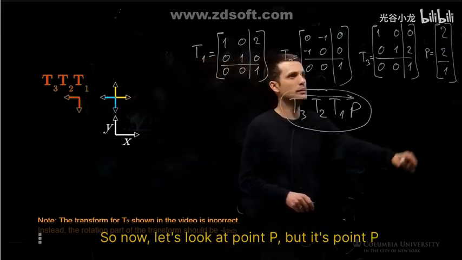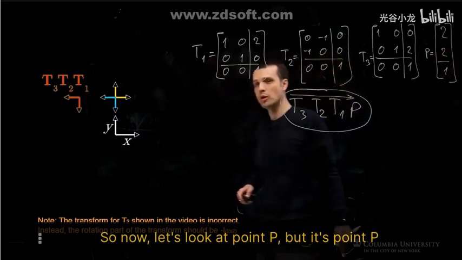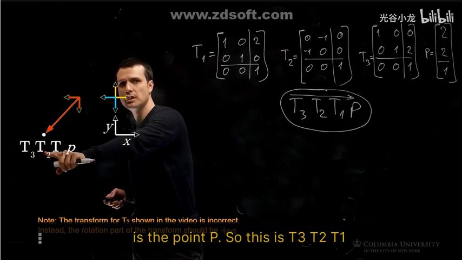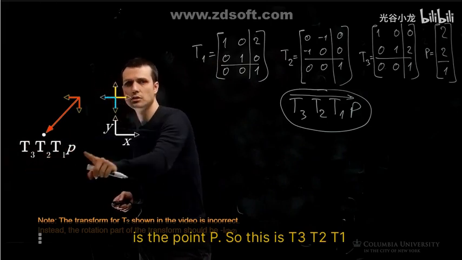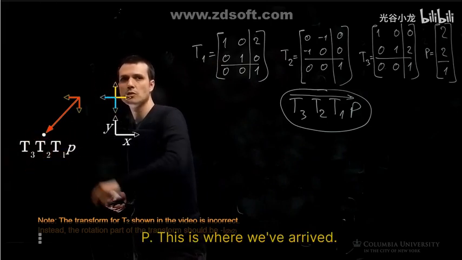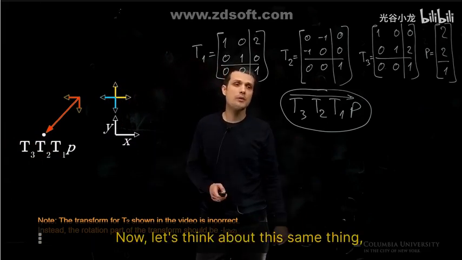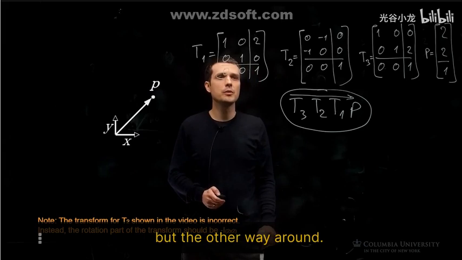So now let's look at point P, but it's point P expressed in this new vantage point. That is the point P. So this is T3, T2, T1, P. This is where we've arrived. Okay? Now, let's think about this same thing, but the other way around.